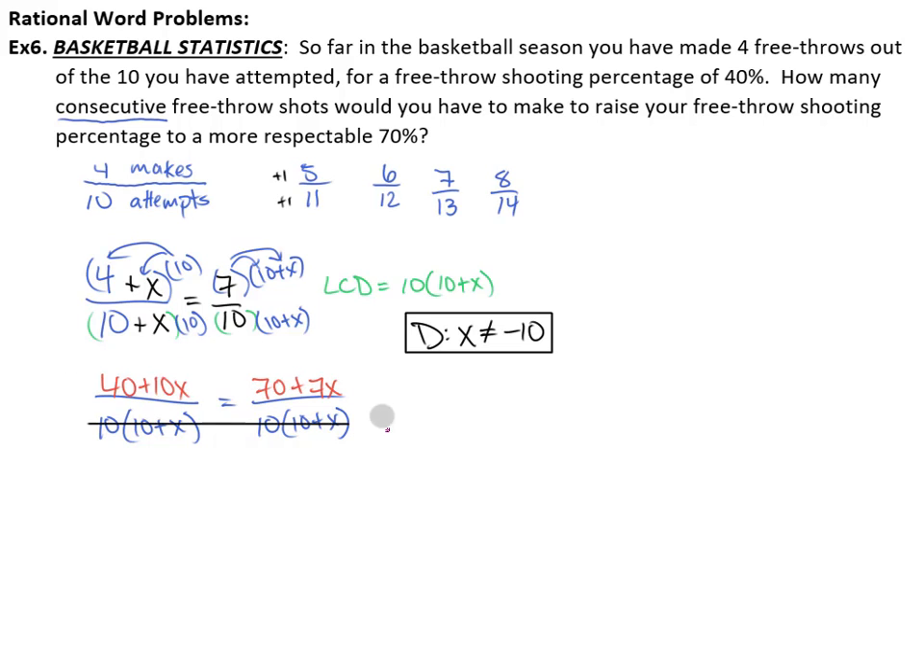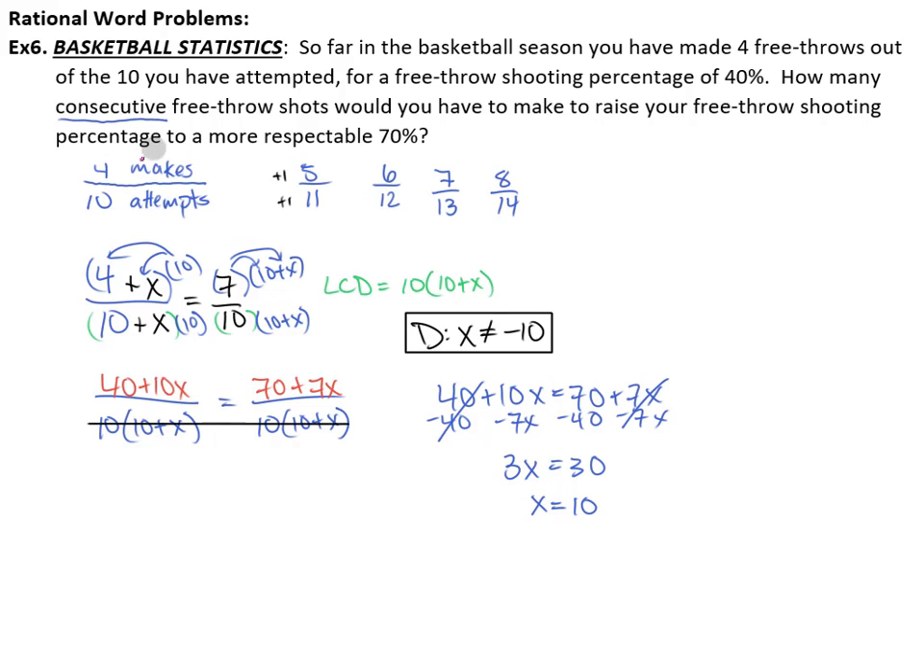But now let's go ahead and solve the equation up top. We've got 40 plus 10x equals 70 plus 7x. So let's move our x's on one side. I'm going to move the 7x over, which will give me 3x. And I'm also going to go ahead and move the 40 over to the opposite side by subtracting it over, which would give me 30. Dividing by 3, we end up with that we need to make our next 10 shots in a row to get up to 70%. Well, how can I check that?